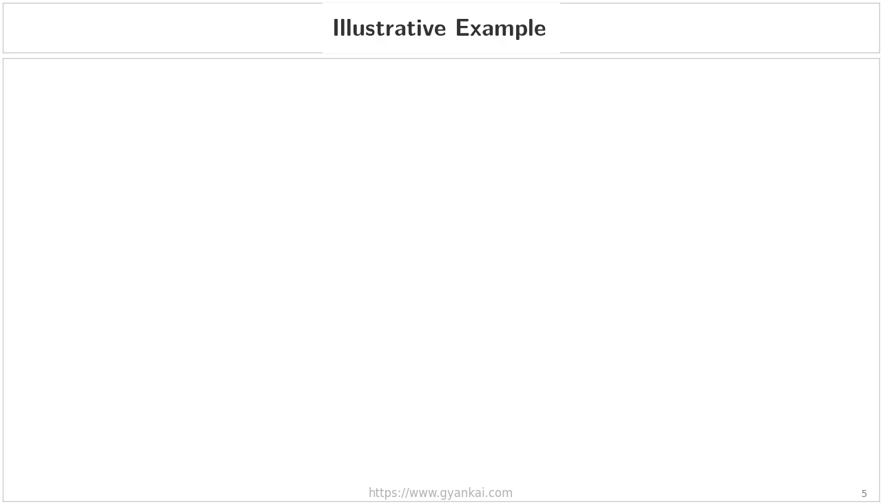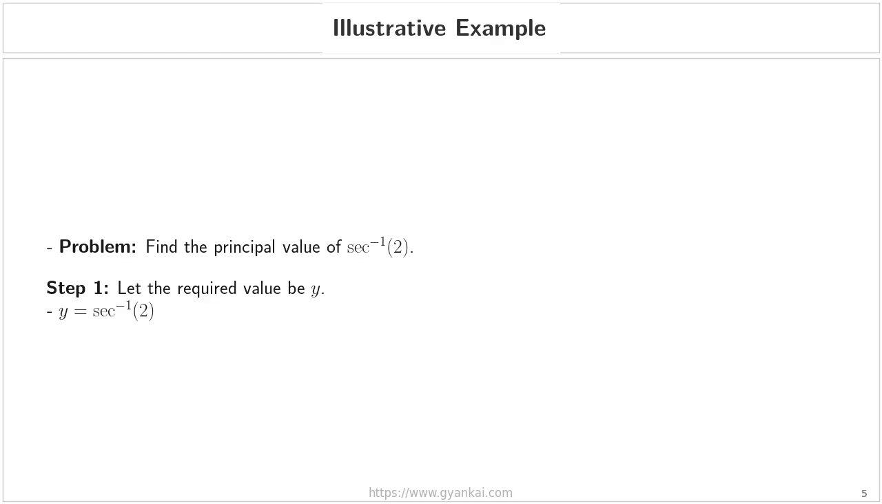Illustrative example. Now that we have established the definition, domain, and range of the inverse secant function, let us apply these concepts to a practical example. Our objective here is to find the principal value of the inverse secant of 2. To begin, let us assign a variable to the angle we are trying to find. We will let y equal the inverse secant of 2.